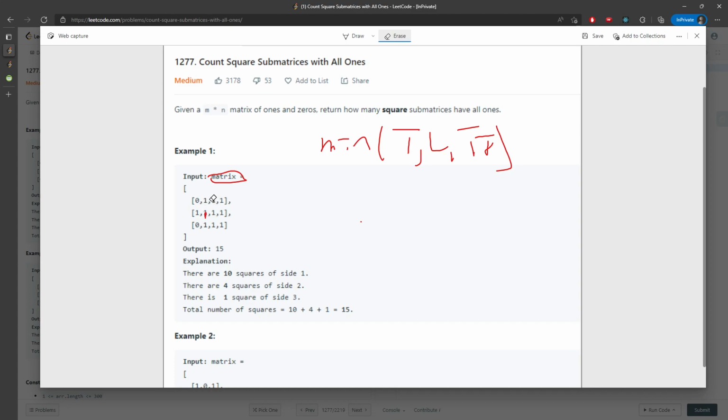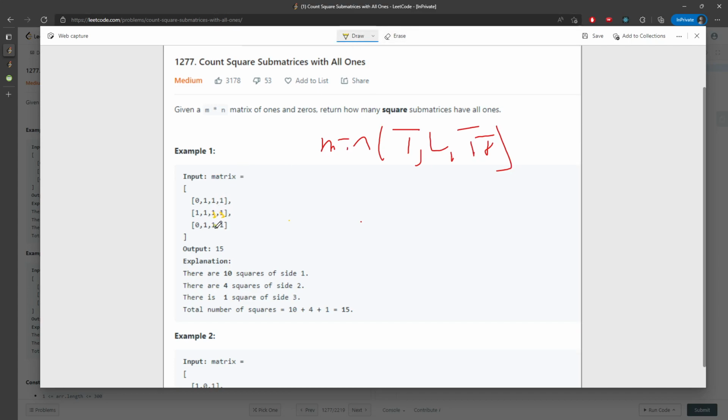And how about the next one? For the current cell, sorry, 1 2, the neighbors are 1, 1, 1. So the minimum between these is 1, and your current cell is also 1, so you have to add 1, which is 2. So you update it to 2 right over here. Then for the next one, you check your neighbors. The minimum between these three is 1, so 1 plus 1 is 2. And then you just keep doing this.